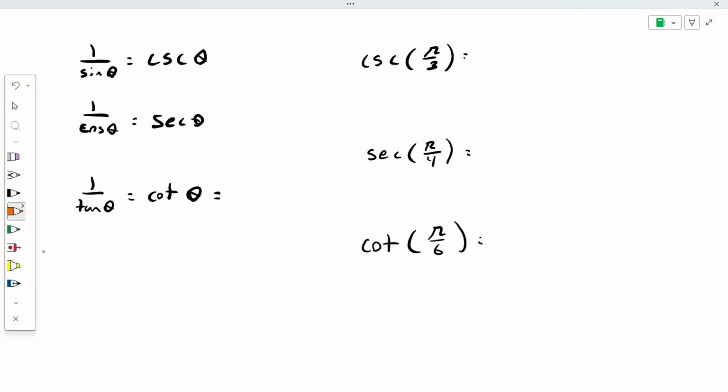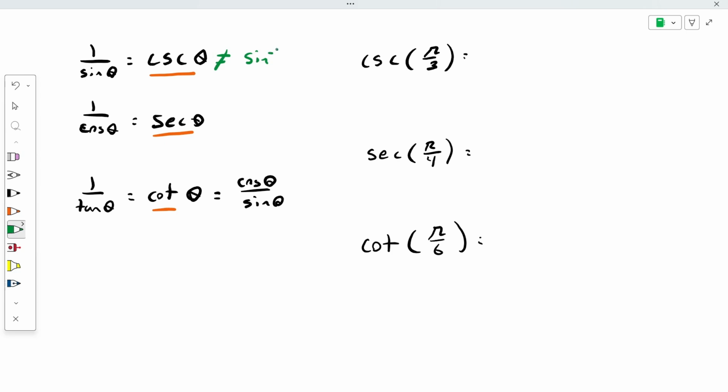Okay, now let's talk about cosecant, secant, and cotangent. So cosecant is just 1 over sine of theta. Secant is 1 over cosine of theta, and cotangent is 1 over tangent. Okay, and so since tangent is sine over cosine, and we're just taking the reciprocal of it, cotangent will also equal cosine over sine.